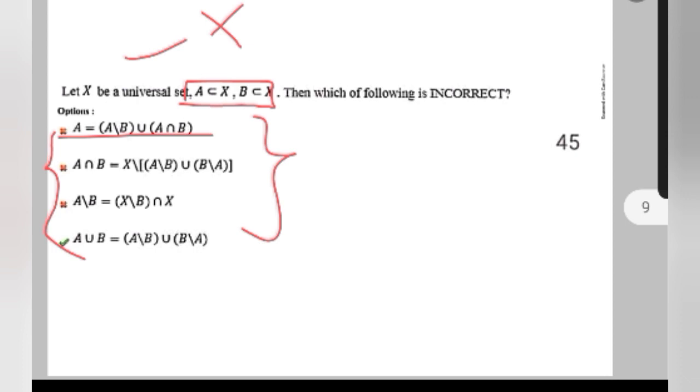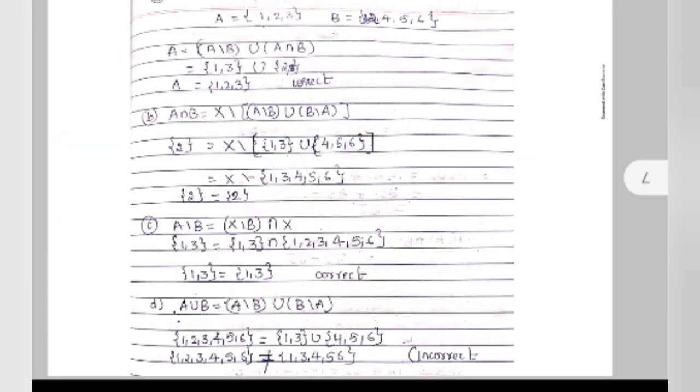The first option says whether the set A is equal to A minus B union A intersection B. A intersection B means we just have to collect only the common elements between A and B. So let's check the solution. For the first option, X is your universal set. You can take any universal set, but I am going to take only one set X which contains 1, 2, 3, 4, 5, 6. So here I am going to take the universal set.